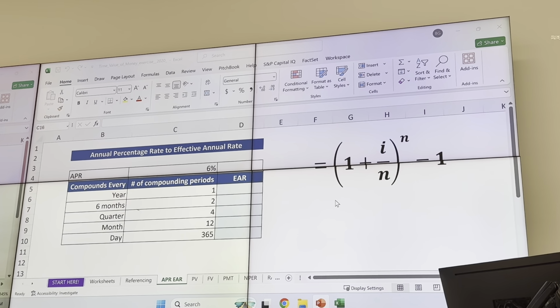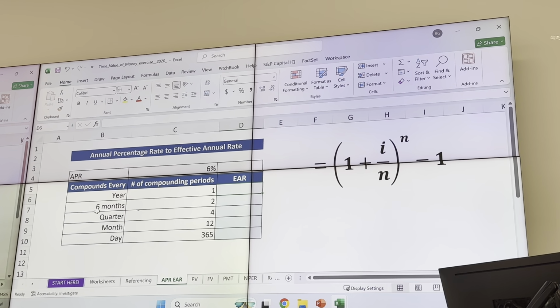So here, the question is, we are calculating the annual percentage rate and the effective annual rate. This is called the annual percentage rate, which is 6%, right? If it is compounded 1 year, what will be the effective annual rate?